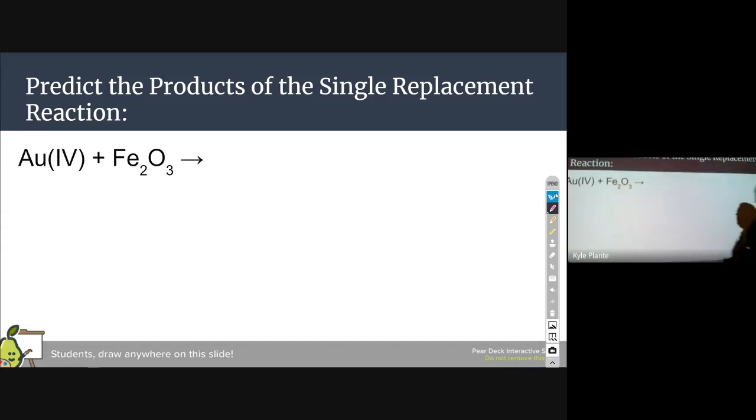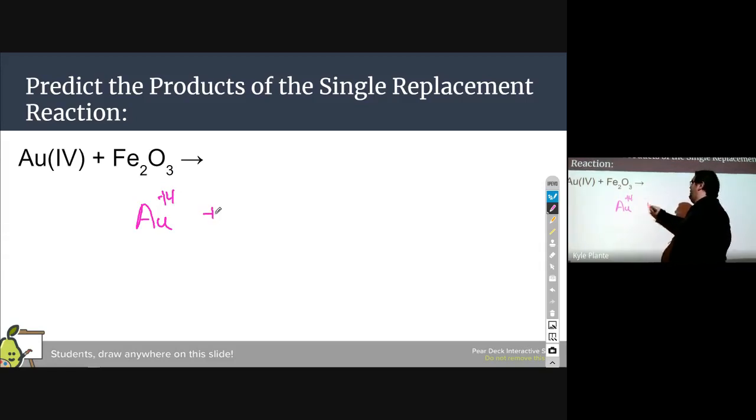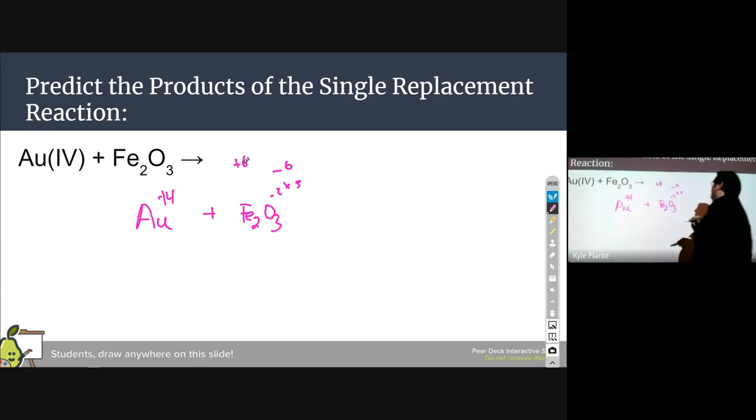We have gold 4 adding it to iron oxide. So we have to decide, is gold going to replace iron or not? So we'll bring it down. We have our gold. And we have iron oxide. That has to be a +6, which means this has to be a +3 because there's 2 of them.